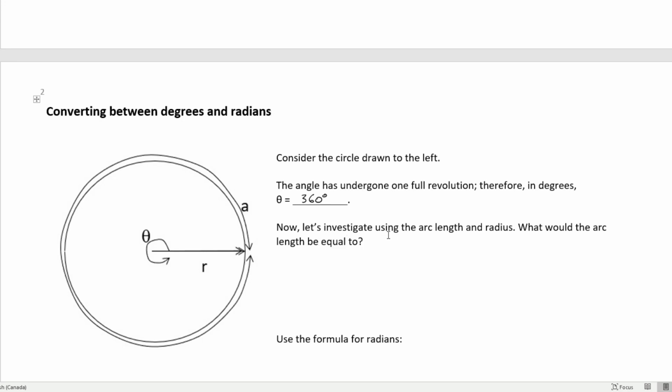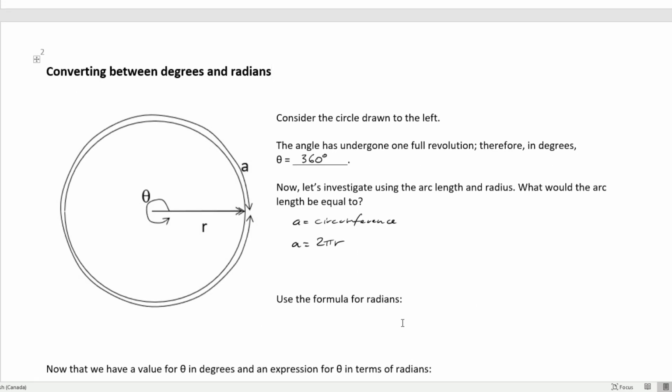So let's investigate using the arc length and radius. What would the arc length be equal to? So what is the arc length of a full circle, created by one full revolution? Well, the arc length there would be equal to the circumference. And so we can use the formula for circumference, which is 2 pi r.